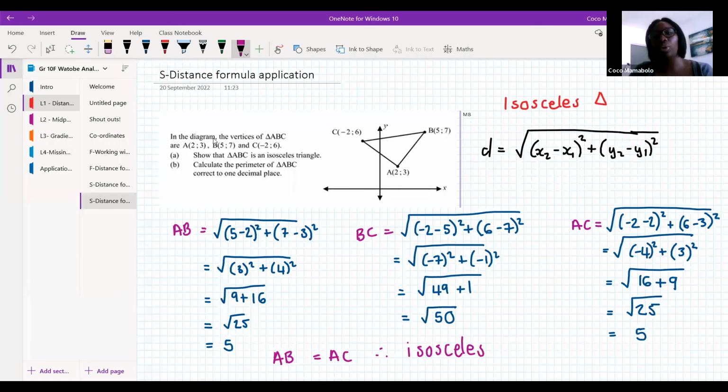Okay, excellent. Now question B says, calculate the perimeter of triangle ABC correct to 1 decimal place. Give me 1 second. This is going to give us 7,07, I believe.